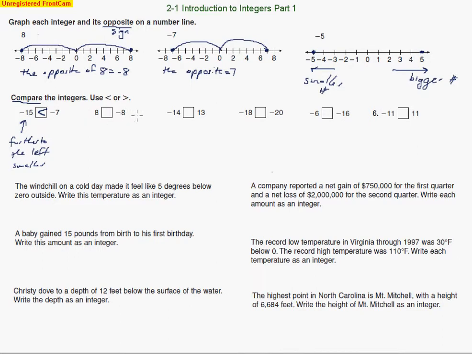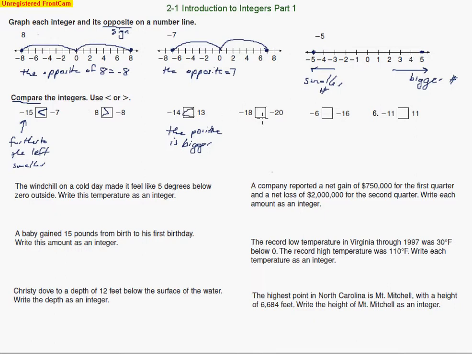When I look at these numbers, one's negative, one's positive. The number that's positive is going to be the bigger number when we're dealing with opposite signs. The same thing here: always the number that is positive is going to be bigger. The positive is bigger, and the reason is because it's further to the right. So that's our bigger number.